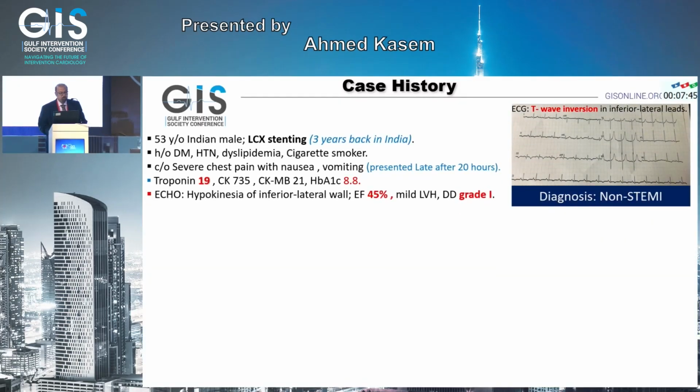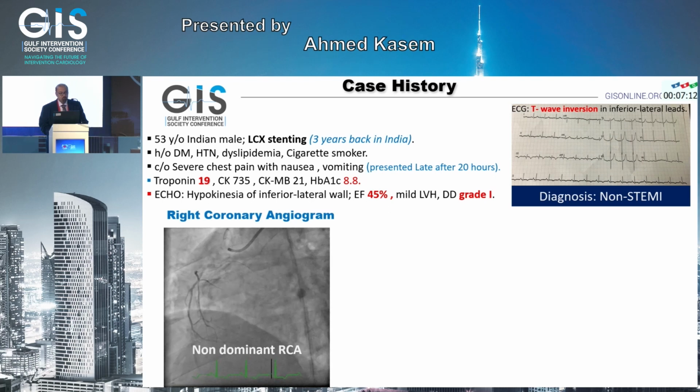Our patient is a 53-year-old Indian male with a history of left circumflex PCI and stenting in India 3 years back. He is diabetic, hypertensive, dyslipidemic, and a cigarette smoker. He presented with severe typical chest pain, nausea, and vomiting, but he presented to our center late, after 20 hours. Troponin was 19, echo showed hypokinesia of the inferior and lateral walls, ejection fraction 45, and ECG showed only T-wave inversion in the inferior leads.